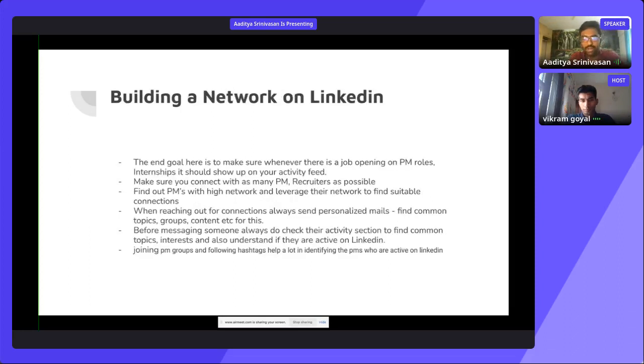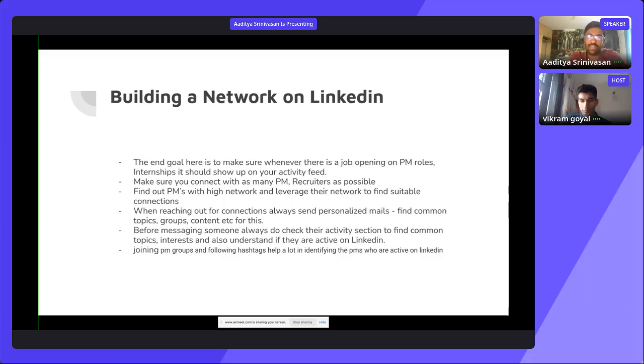Now, coming to building a network on LinkedIn. When you think about network, the end goal of a network on LinkedIn is that if there is any job opening or any PM-related content, it should show up on your activity feed. Why should it show up? If you've followed enough product managers or senior PMs, this is how the LinkedIn algorithm works: suppose you're following me and I like a product management internship post related to CRED or Razorpay, you will also see that same internship post on your activity feed. That is very, very important, and that is the usefulness of LinkedIn. So make sure that you connect with as many PMs and senior PMs as possible.